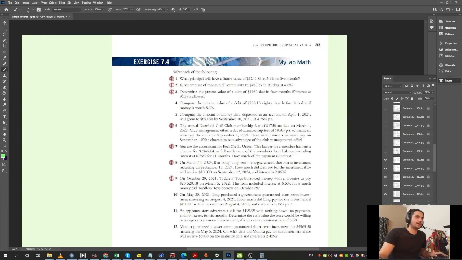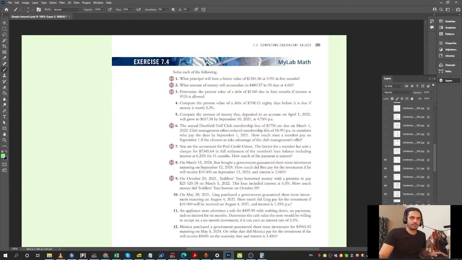Let's look at question 5. Compute the amount of money that is deposited in an account on this time that will grow to this amount by this date. So whoever is attempting this question, all you have to do is figure out the number of days between this and this date, okay? And then you have to just use the formula I used before.